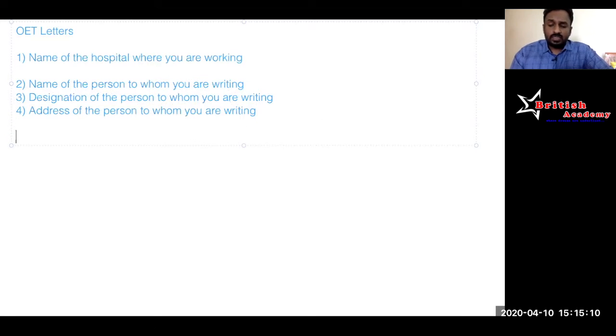Now, after this, in the address part, please make sure punctuation is not required. Even if you don't put any punctuation, it's completely fine in the address part. Leave one line, the fifth point, that is your date. See, some people do write date as the first point, even that is completely acceptable.